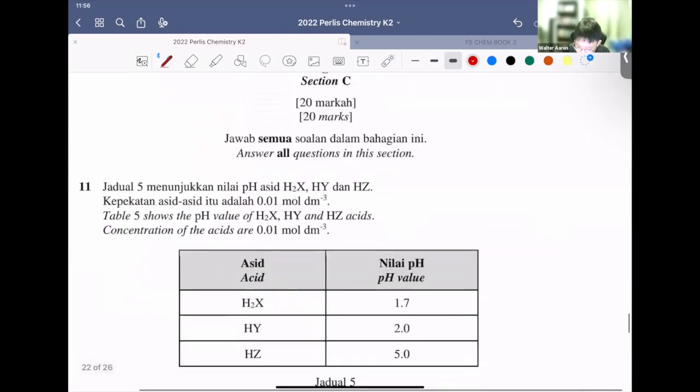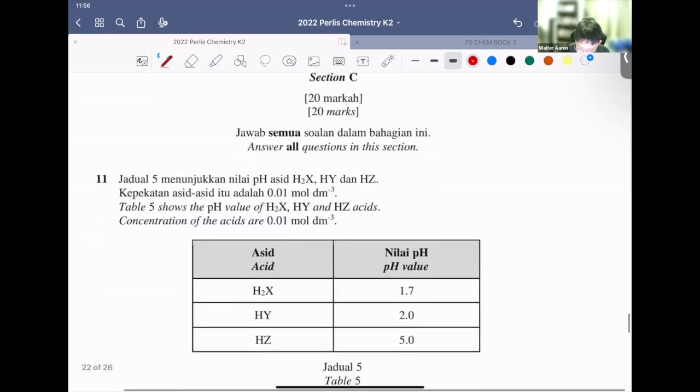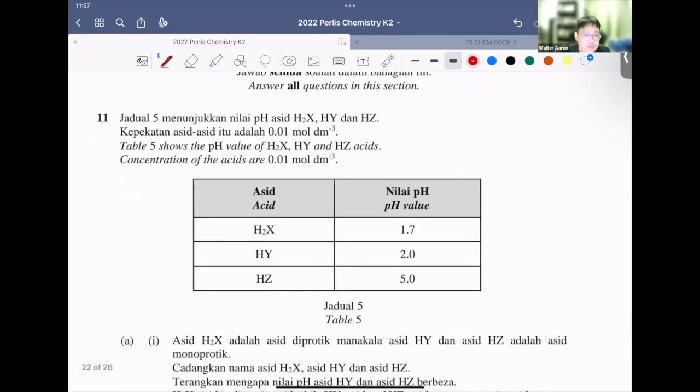So let's move on to section C. Number 11. Table 5 shows the pH value of H2X, HY, and HZ, and the concentration of the acid is 0.01 mole per decimeter cube. H2X produces a pH value of 1.7, HY is about 2, and HZ is actually 5.